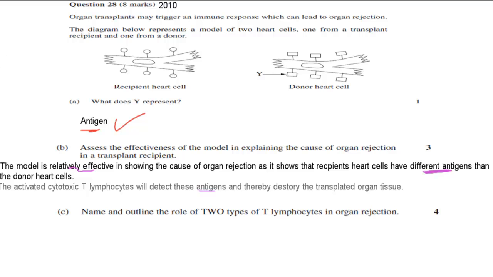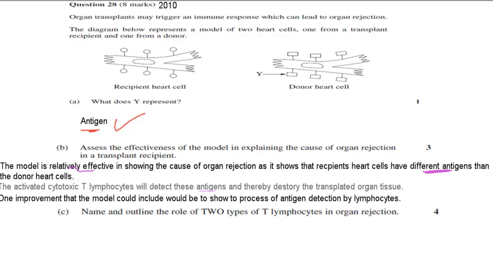And then I wrote one improvement that the model could include to show the process of antigen detection by lymphocytes. So how these antigens are actually involved in detection, so the actual lymphocytes being activated by them. That could be an improvement that could be made. If you didn't include that statement, that's fine, no problem at all. If you said it was effective because of the above reason, you still get your full marks. I just included a possible improvement.